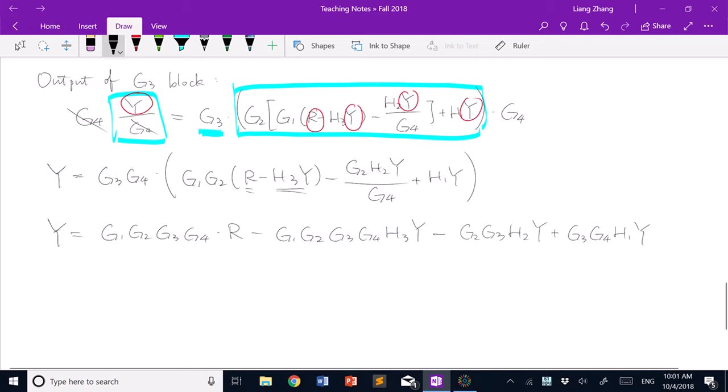Next, you move all the terms with Y to the left hand side and keep this R term on the right hand side. It's not difficult to find that Y will be equal to, on top, G1, G2, G3, and G4, multiplied by R. On the left hand side, you start with 1Y, and then you move this G1, G2, G3, G4. Maybe let me write it in a different form.